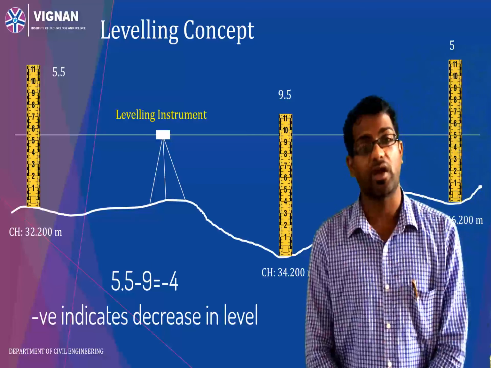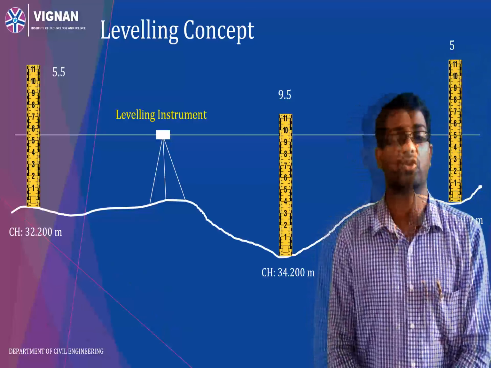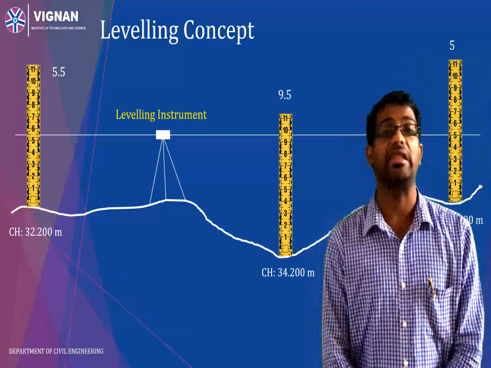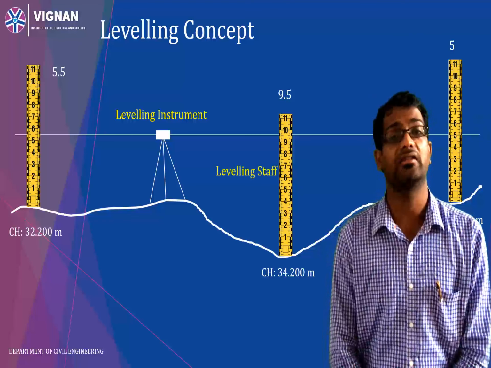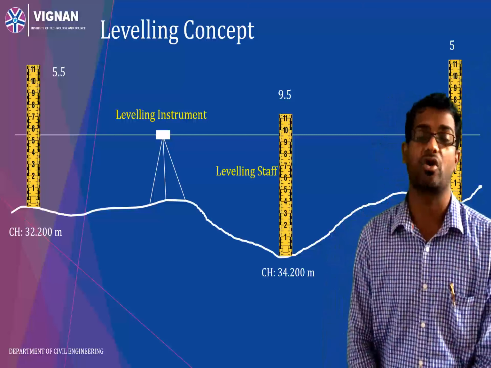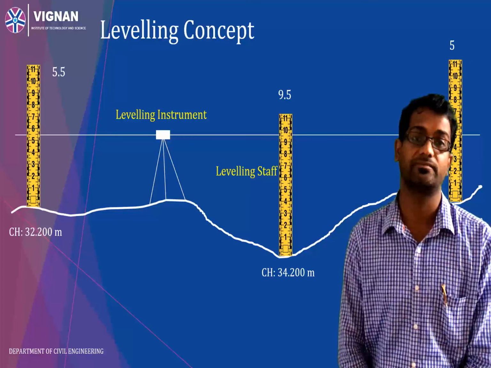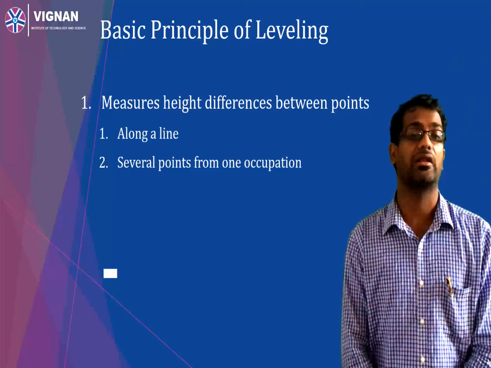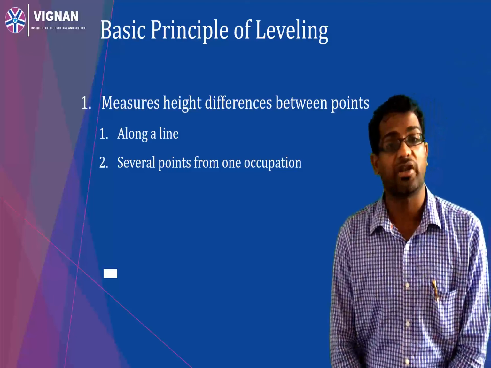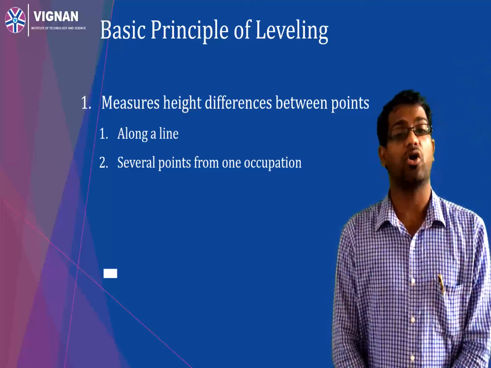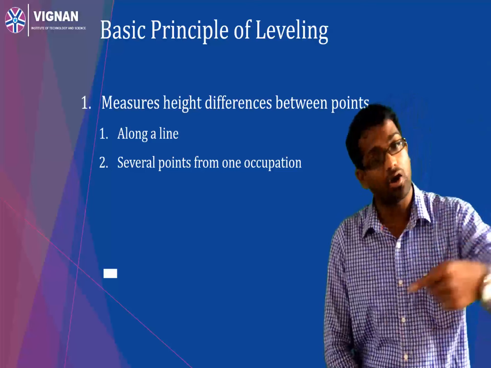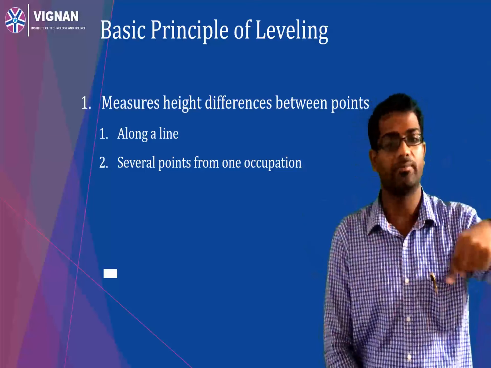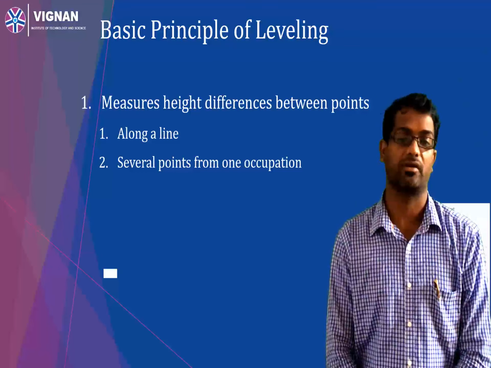The instrument which we are using in order to make a level line is called a leveling instrument, and the staff which we are using is called a leveling staff. The main principles of leveling are measuring the heights of different points along the line or at certain points in one occupation.